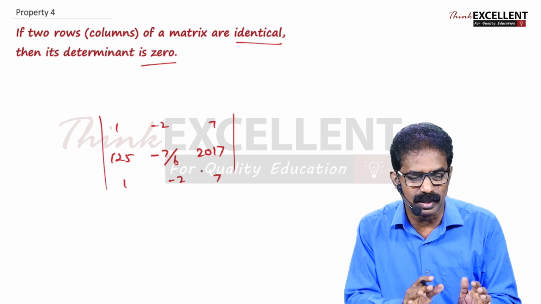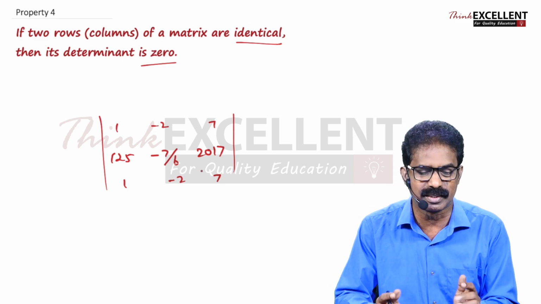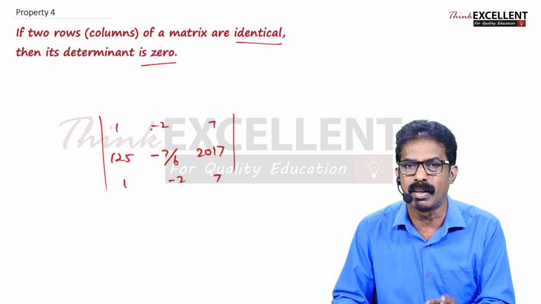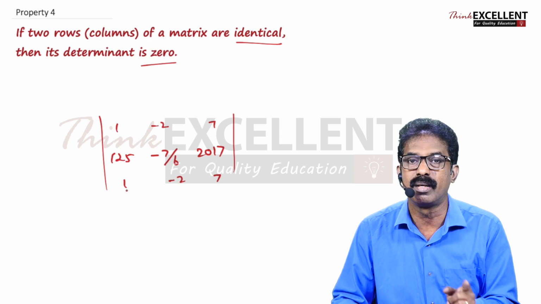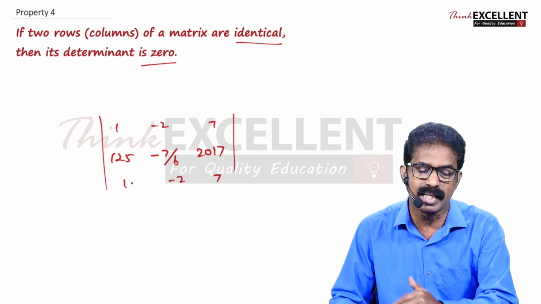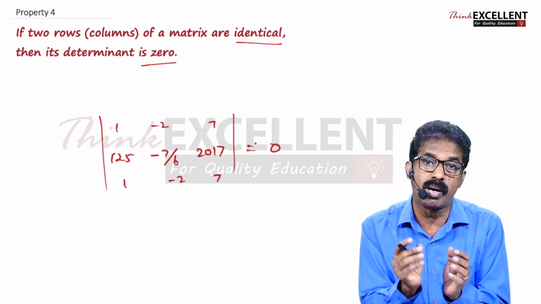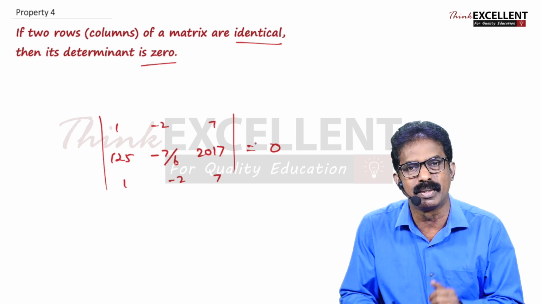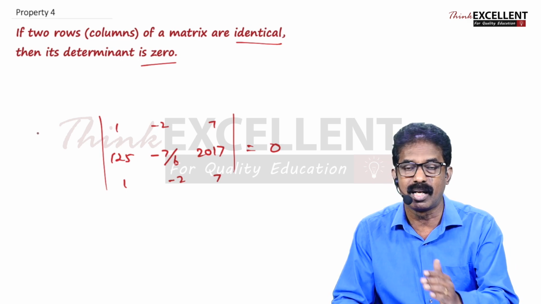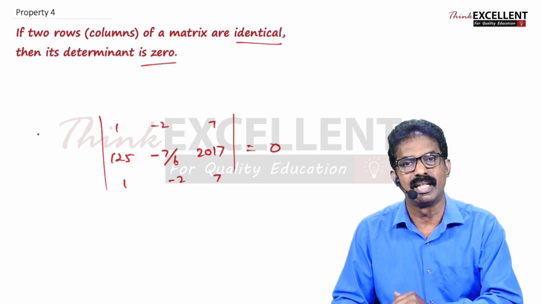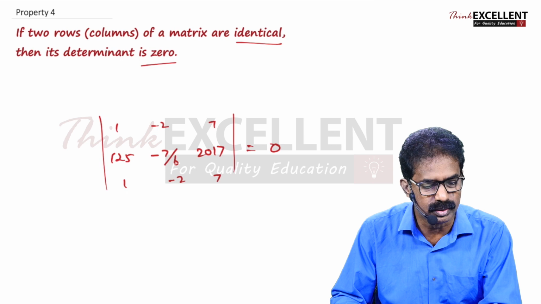Don't worry about that 125, minus 7 by 6 and all. See the first row, 1, minus 2, 7. Last row, 1, minus 2, 7. 2 rows are identical. So just you put the answer as 0. You can try with small examples. You can see that the value becomes 0. 2 rows are identical or 2 columns are identical, then the value of the determinant is equal to 0.